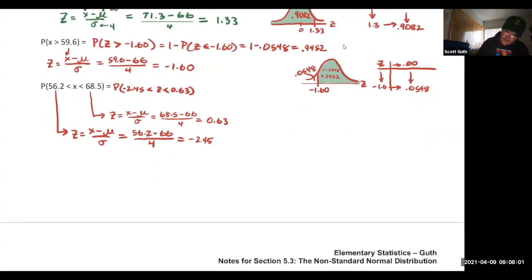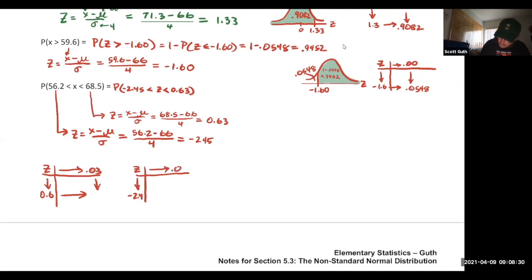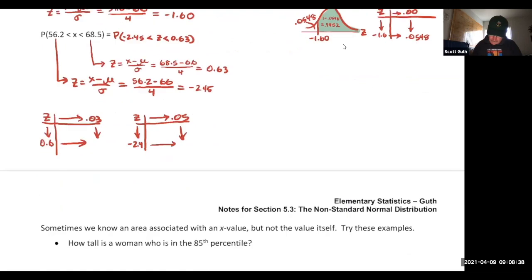Okay, so I think I'll do the z-score lookup down here. So I'll do the 0.63 first because that's going to come out bigger. So you go down to 0.6 and over to 0.03. I'll do that in a second. For the other one, your z-score is negative. So you're going to go down to z equals negative 2.4 and over to 0.05. Okay, so first the 0.63.